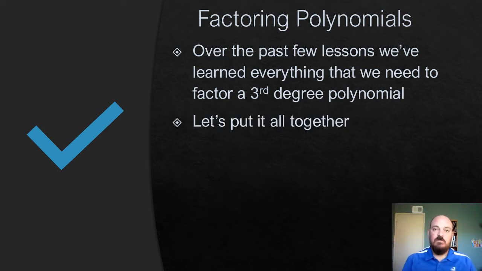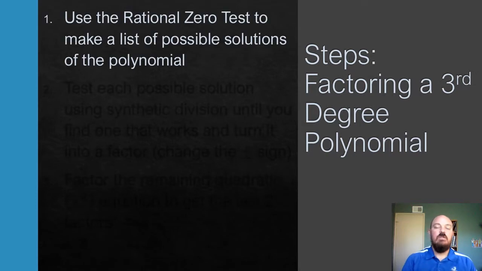So this is one of those lessons where we're not really learning something new today, we're taking all the different things we've learned over the past week or so and putting it together. So here are our steps for factoring a third degree polynomial. Step one, and we just learned this two lessons ago, you are going to use the rational zero test to make a list of numbers that might work using synthetic division. Possible solutions, we call them.